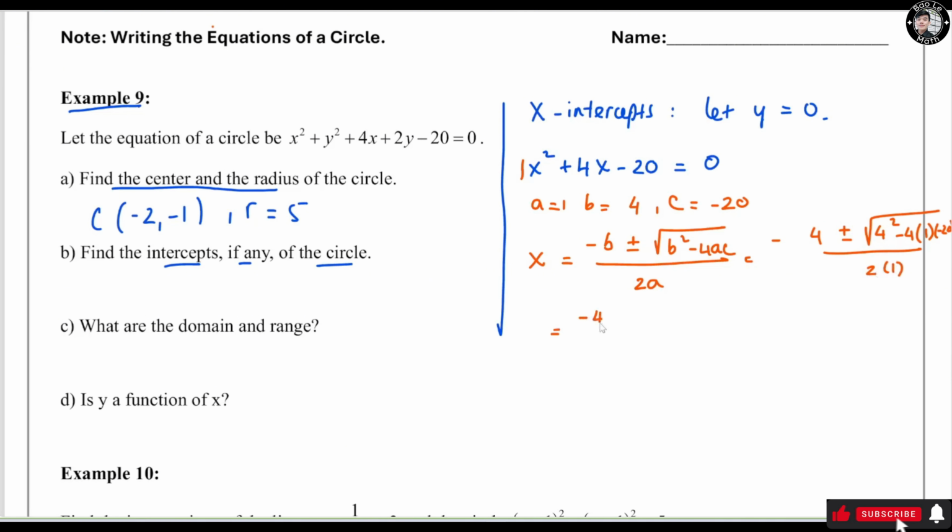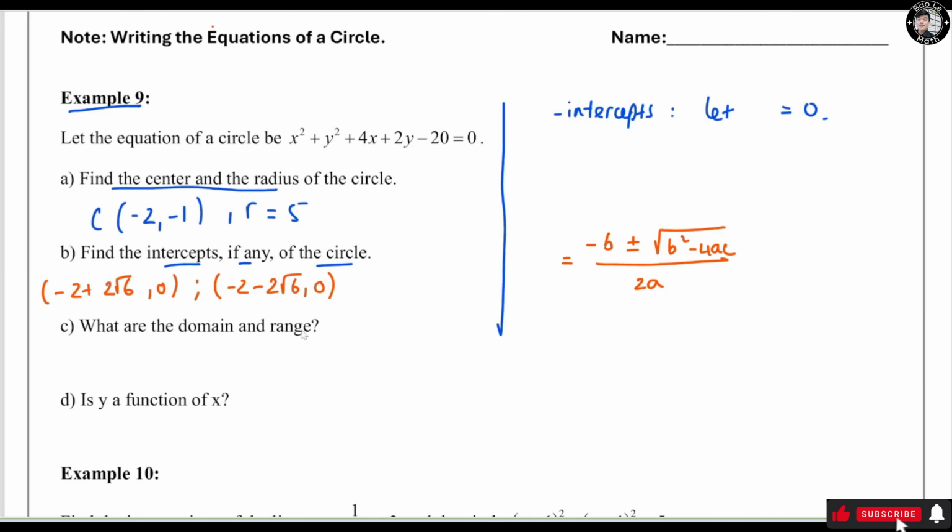It's going to be negative 4 plus or minus the square root of 96 over 2, right? 96 could be 16 times 6. 16 comes outside as 4, right? So it could be negative 4 plus or minus 4 square root of 6 over 2. Divide the top and bottom by 2. So it could be negative 2 plus or minus 2 square root of 6 is the s-intercept, right? Now we need to solve for the y-intercept, right?